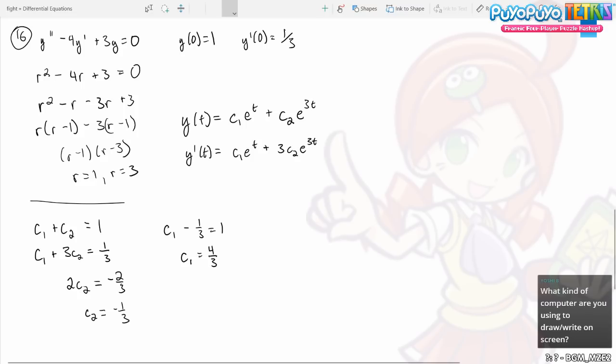Huh? What kind of computer am I using to draw right on this screen? I have a Lenovo Yoga 2 or something. I don't remember what model it is, but it's a touchscreen laptop. And then I'm just sending my screen to my main streaming computer with my capture card.